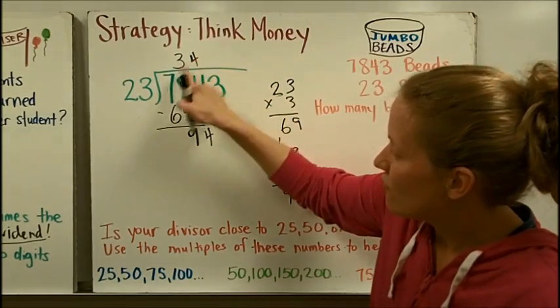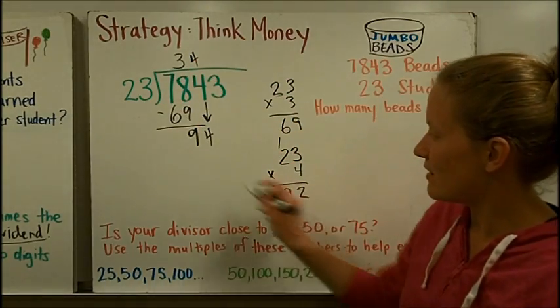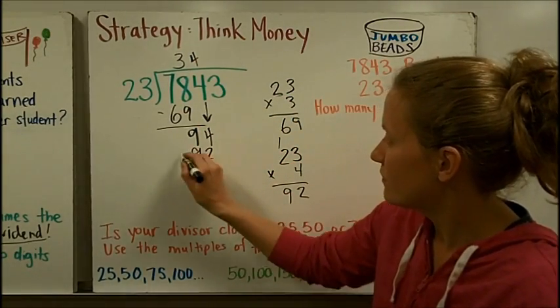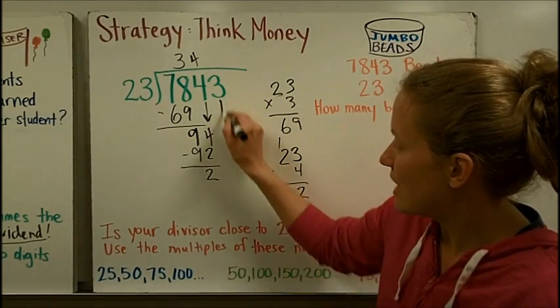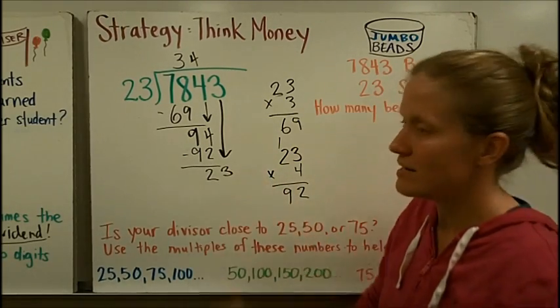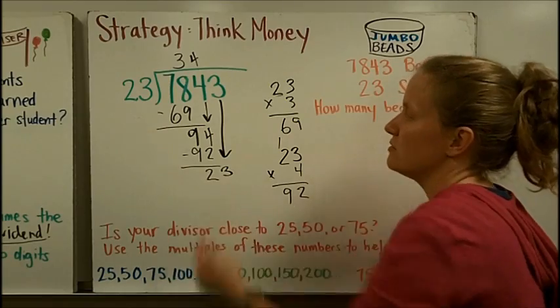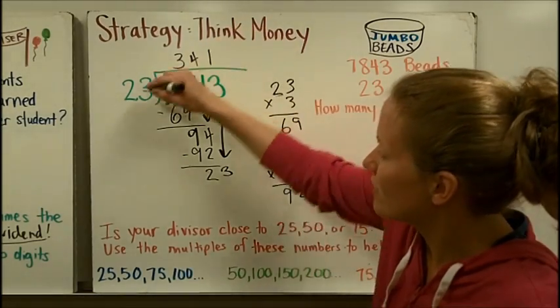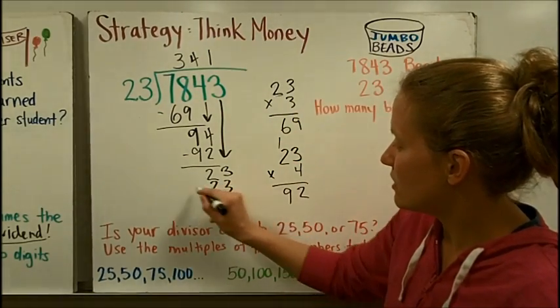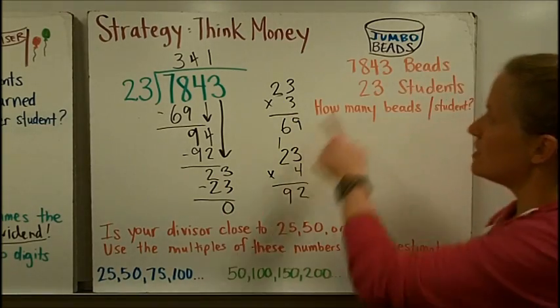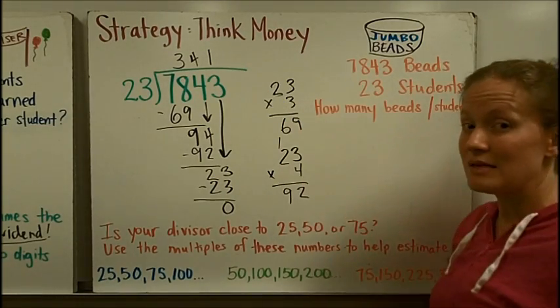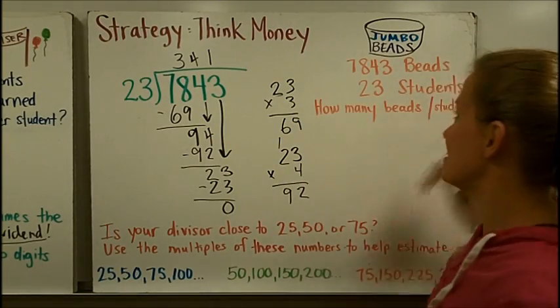It will be 4. 4 times 23, we just found out, was 92. And then subtract, bring down the 3. Oh, an easy one. 23 goes into 23 one time. 1 times 23 is 23, and there are none left over. So each person gets exactly 341 beads in this case.